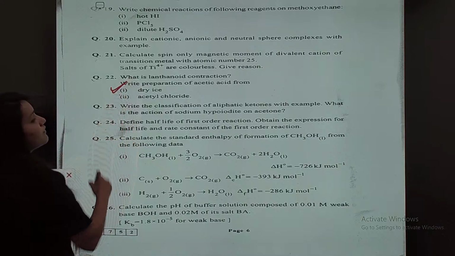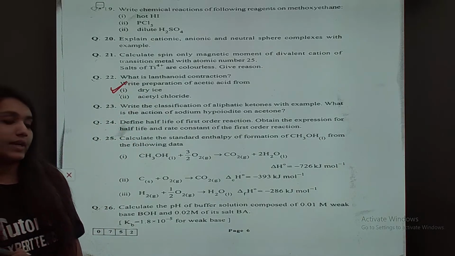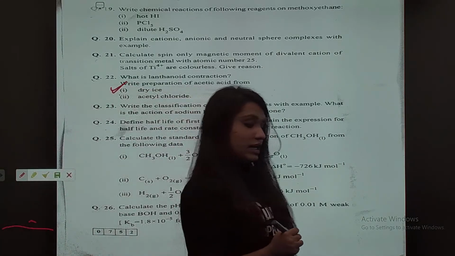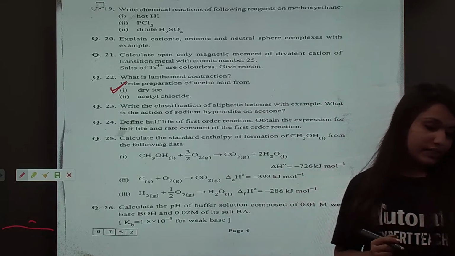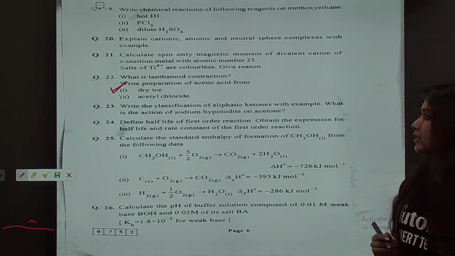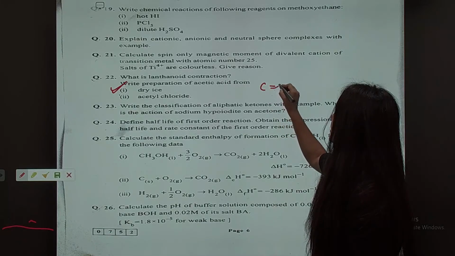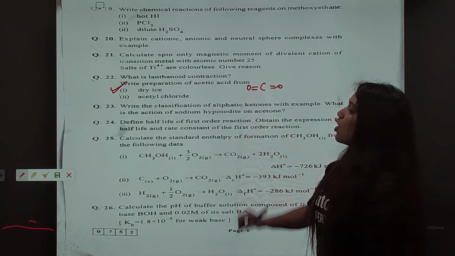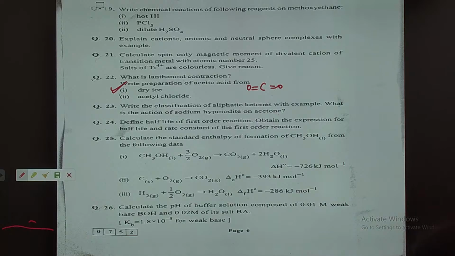Write the preparation of acetic acid from dry ice. Now when I say dry ice, it is nothing but CO2, right? So I'll simply take CO2 here. That's your raw material for the preparation of acetic acid, and using this you can make it. Let's see how that will be done.